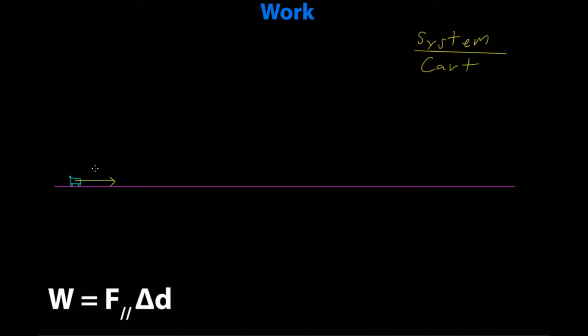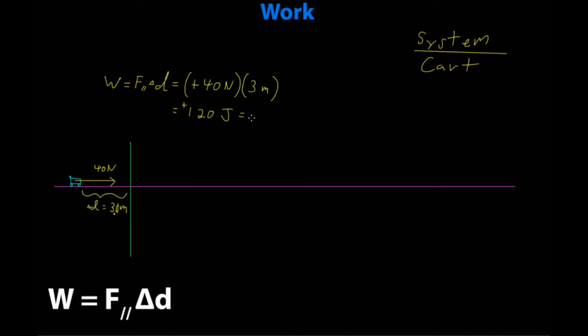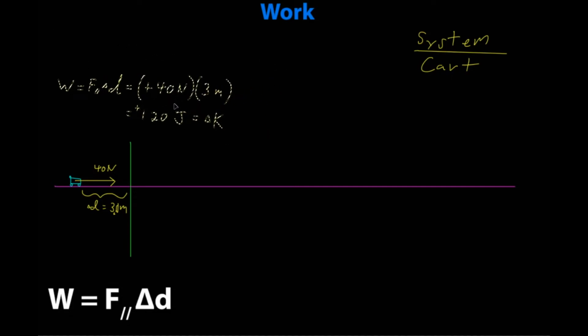Now to start out, let's say someone pushed this cart with 40 newtons of force to the right for a distance of 3 meters. Work is force parallel times displacement, which is 40 newtons times 3 meters, which is plus 120 joules. And as you may have guessed, this is an increase in kinetic energy, because as we discussed with our definitions, kinetic energy is the energy of motion.